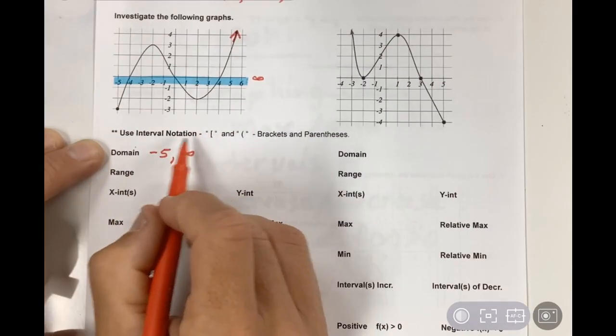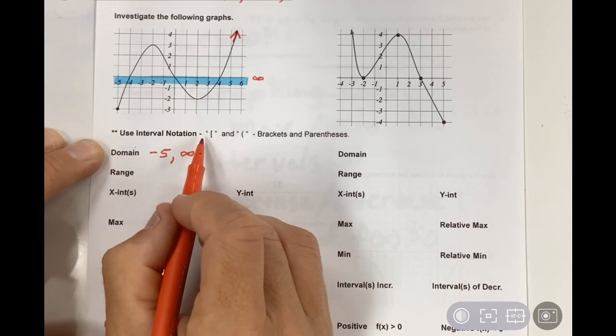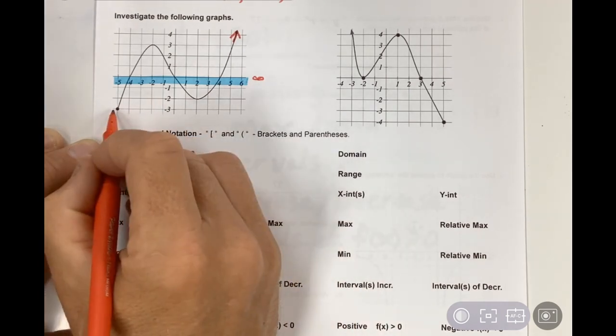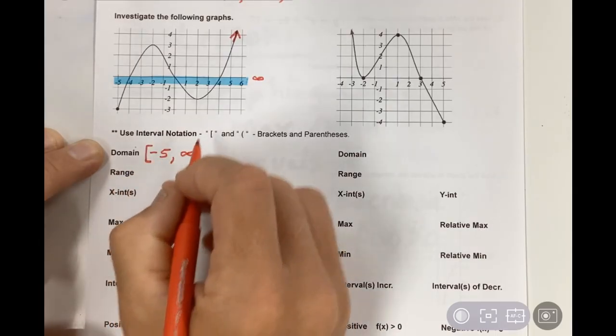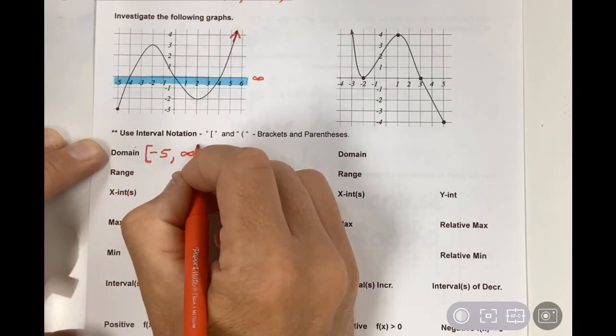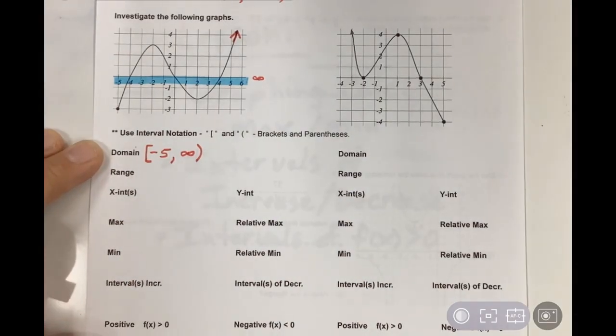Now, if we're using interval notation with parentheses and brackets, you're starting at -5, and you're going to include it. When you want to include it, you use a bracket. If you're going to then go off to infinity, since it never stops, we are going to use a parenthesis. That's how that first one works.